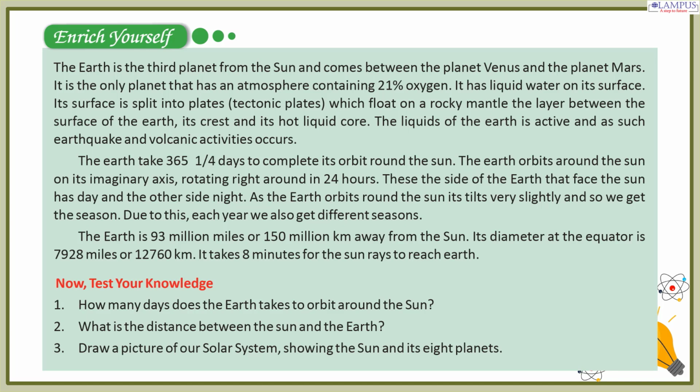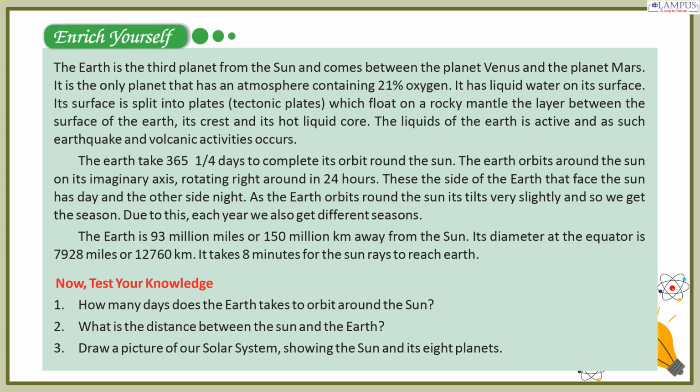The Earth orbits around the Sun while rotating on its imaginary axis, once around in 24 hours. Thus the side of the Earth that faces the Sun has day and the other side night. As the Earth orbits round the Sun, it tilts very slightly, and so we get the seasons. Due to this, each year we also get different seasons.